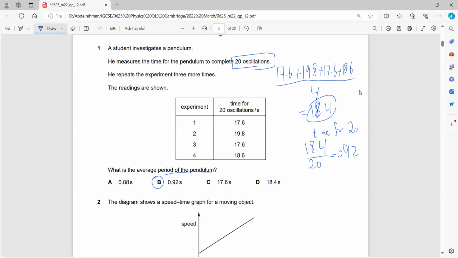0.92. Again, now we have the time for what? For 20 oscillations, not the period of each oscillation. We have the time for 20 oscillations. To find the period of one oscillation, we need to divide by 20. Okay, that's quite simple.